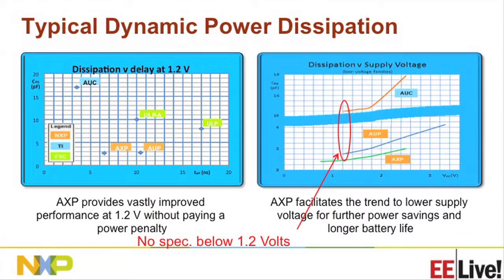Here's a graphical representation of what we said. If we look at the low voltage families in the portfolios, like AUC, AXP, AUP, you could see AXP has a dynamic power consumption less than 5 picofarad, and then a prop delay of about 5 nanoseconds. And it also operates below 1.2 volts. So again, the message here is there's an optimal balance of propagation delay below 1 volt, and we have also minimized the switching power consumption for that operation.